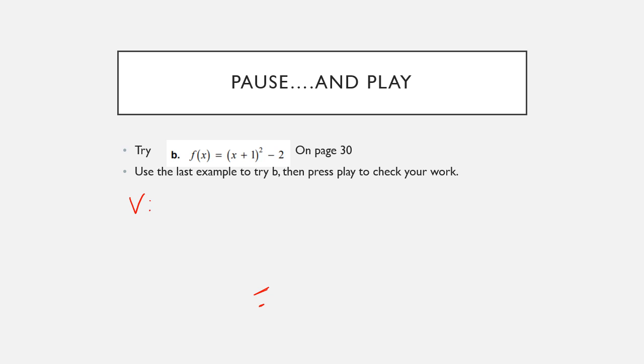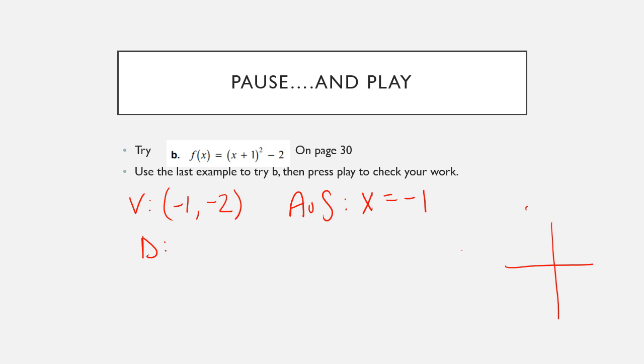So my vertex in this case is going to be -1, -2. The axis of symmetry is going to be x equals -1. All right, and then, let's see what was next. The domain. So if I think about this graph here, it's going to be -1, down 2. And this one will be facing up.